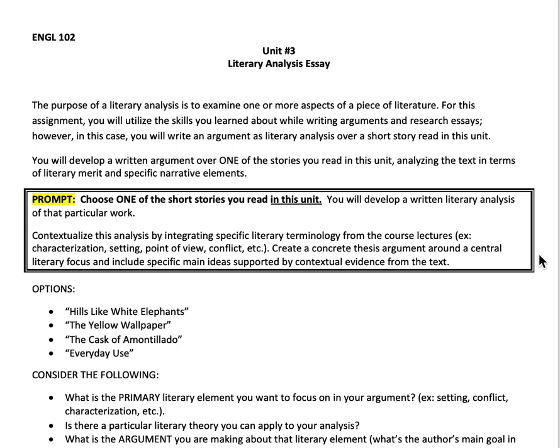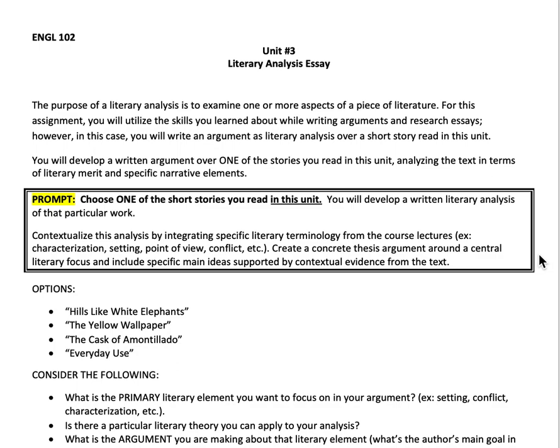So the prompt is pretty simple. You're going to choose one of the short stories that you read in this unit. It must be one of the ones that we read in this unit. Develop a written literary analysis of that particular work. Make sure that you are integrating the terminology that we've looked at over the course of this unit, such as characterization, setting, plot, conflict, etc. And then make sure you have a good, solid thesis claim around a central focus, one of those particular literary elements, and then include specific main ideas that are supported by evidence from the text.